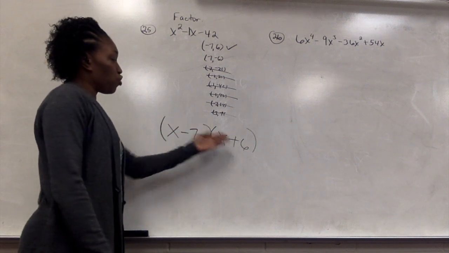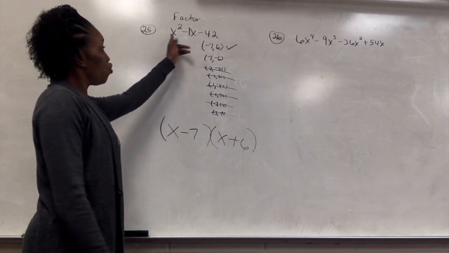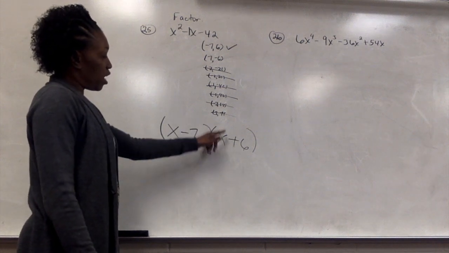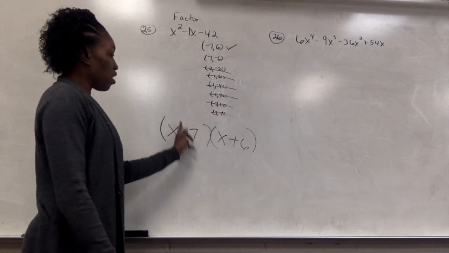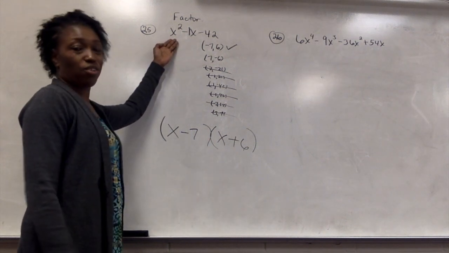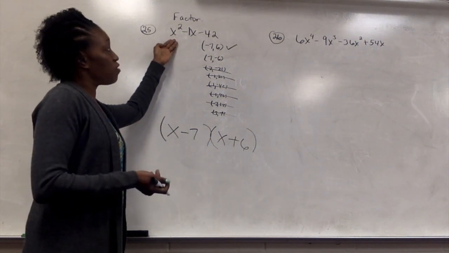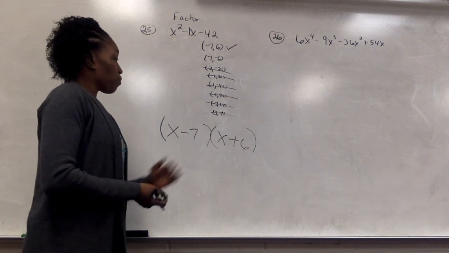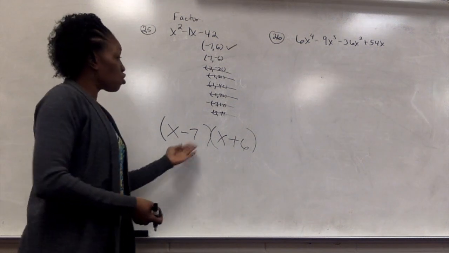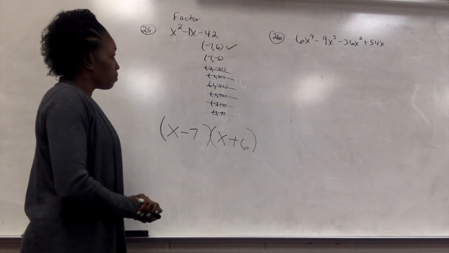Now if you want to double check this to make sure it checks out, you go back and do the FOIL method. And when you do the FOIL method here, x squared, positive 6x, minus 7x, minus 42 would give you this answer. And that kind of tells you that you have done it correctly. Now, we have just factored this. There are no other common terms that we can take out, so we're done with this problem.